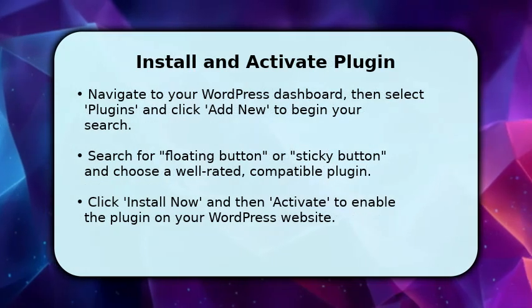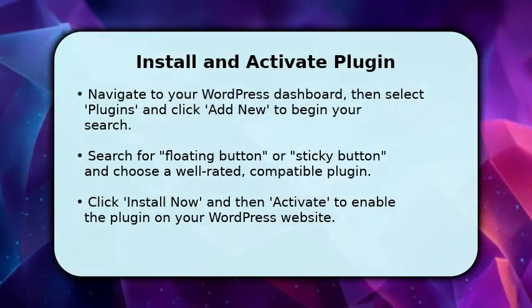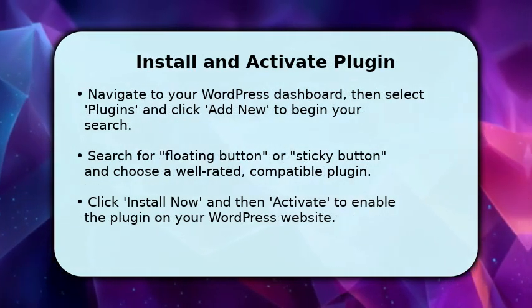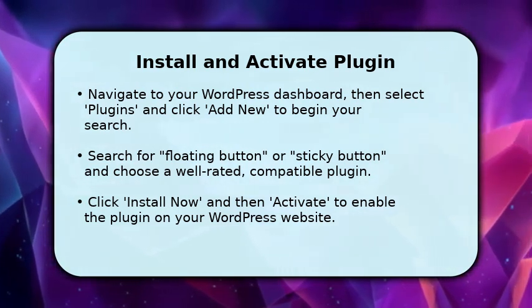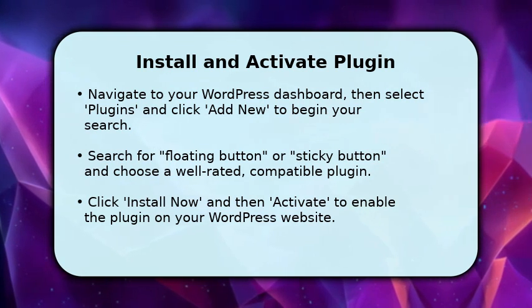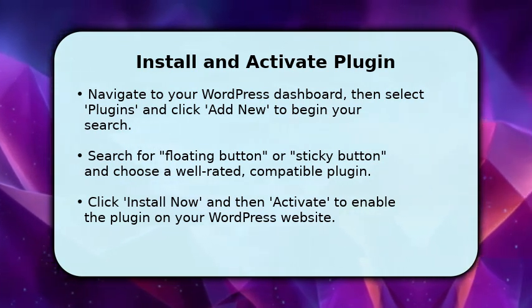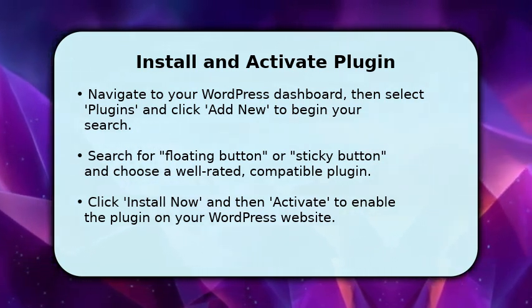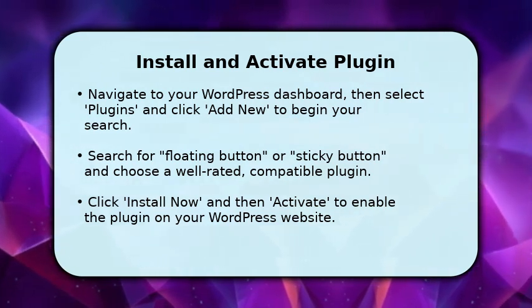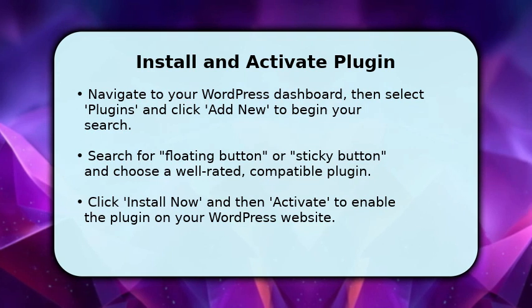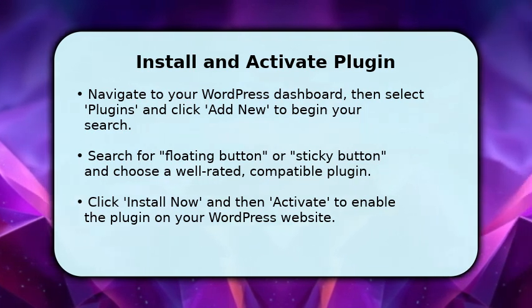To get started, log into your WordPress dashboard and head over to the Plugins section, then click Add New. In the search bar, type Floating Button to find suitable options. Look for a plugin with good reviews and active installations. Once you have chosen one, simply click Install Now, and after installation completes, click Activate to make it live on your site. This takes just 2 simple clicks.